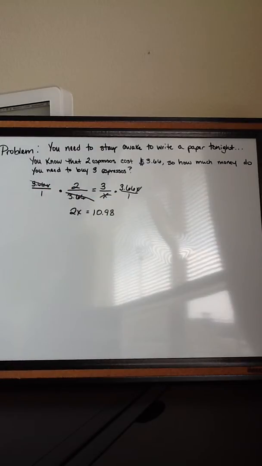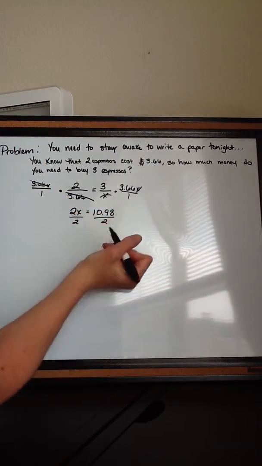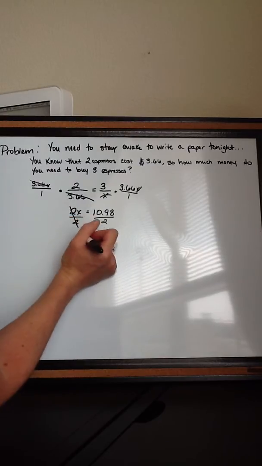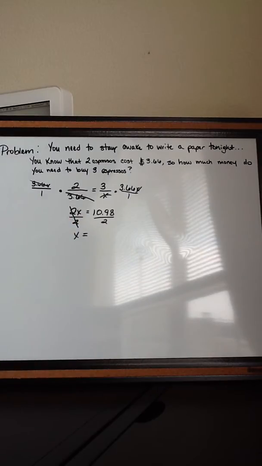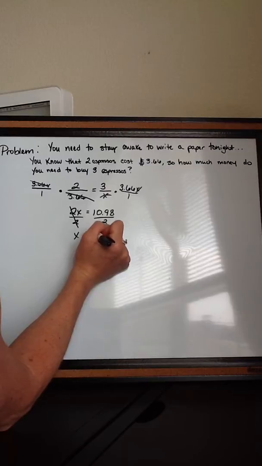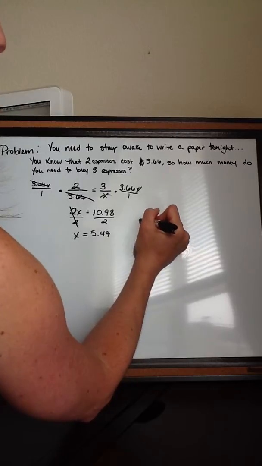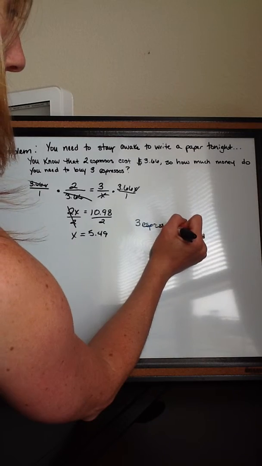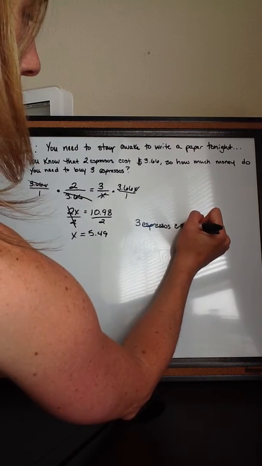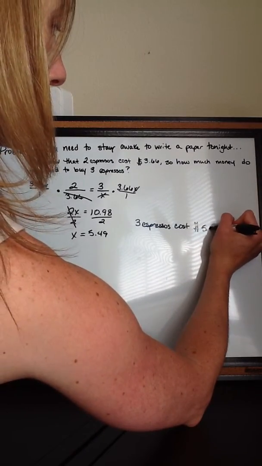Now your next step is you need to reduce the equation further. So what you would do is you divide both sides by 2. So on the left side these cancel out, which leaves x. And on the right hand side of the equation, x equals 5.49. So the answer is 3 espressos cost $5.49.